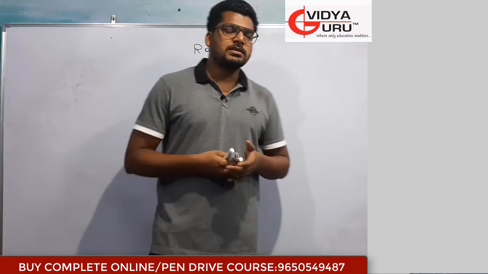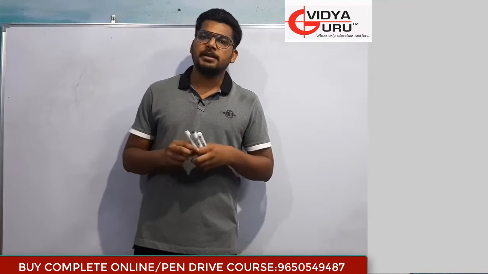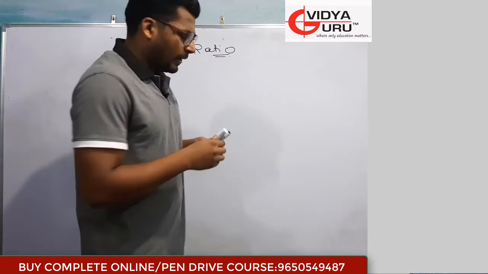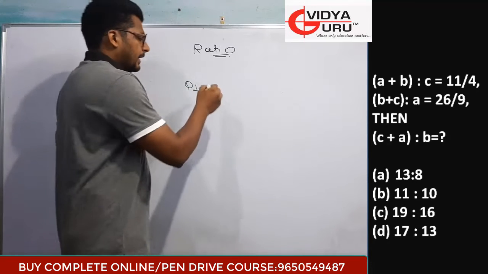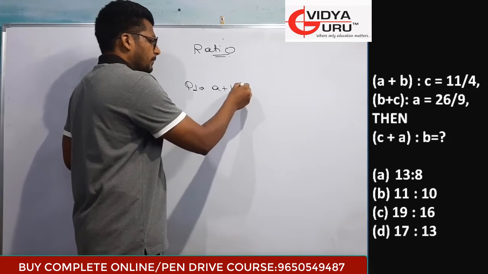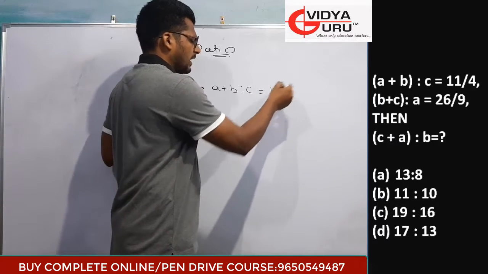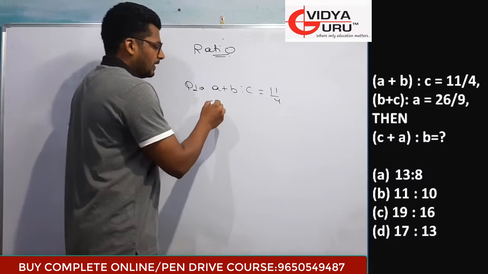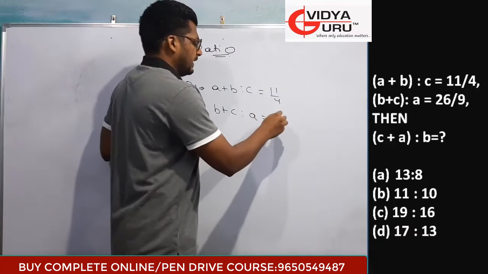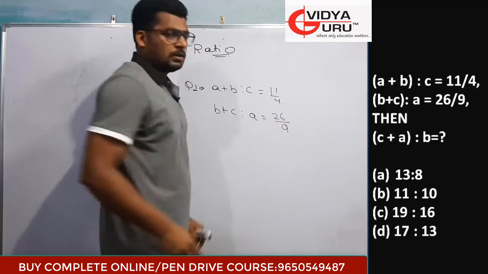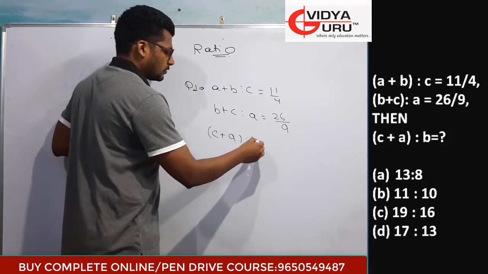Today we are going to discuss some important questions of ratio which have been seen in recent examination. So coming on to our question number 1. What is question number 1 saying? A plus B ratio C is equal to 11 by 4, or 11 ratio 4, and B plus C ratio A is equal to 26 by 9. The question is asking what will be the value of C plus A ratio B.